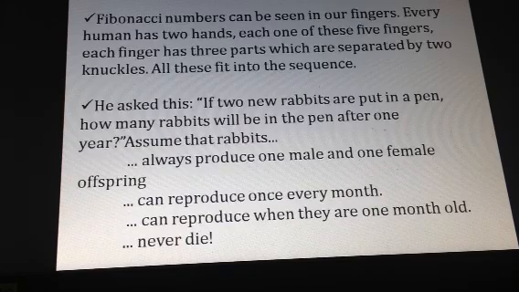Sabi niya, dun sa kanyang book, if 2 new rabbits are put in a pen, how many rabbits will be in the pen after 1 year? So he needs to assume that rabbits always produce 1 male and 1 female offspring, can reproduce once every month, can reproduce when they are 1 month old, and never die. So, kailan lang sila pwedeng manganak? Pwedeng manganak lang sila kapag katapos ng 1 buwan.